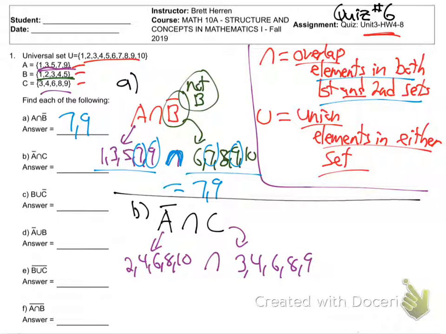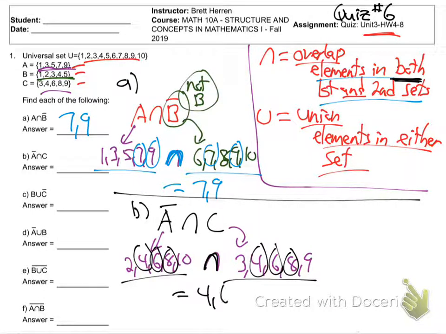Okay, so now I'm supposed to take this set and this set and take the overlap. Overlap again means what's in both sets. So what's in both here? Looks like 4 is in both, 6 is in both, 8 is in both. So it's 4, 6, and 8. All right, there we go. Let's go to the next screen and try C and D.